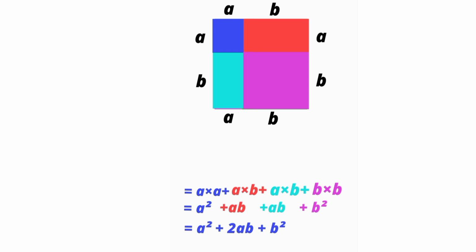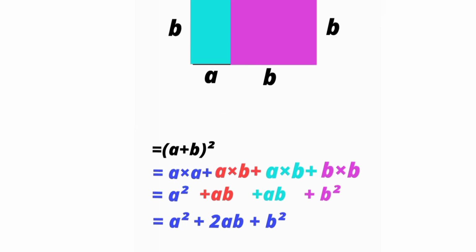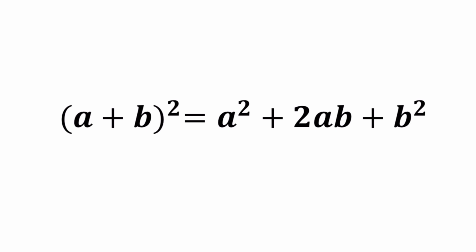Let's find the total area again in another way. So the total area is this side A plus B times this side A plus B. So it is A plus B all squared. Finally, we have proved A plus B all squared is equal to A squared plus 2AB plus B squared.